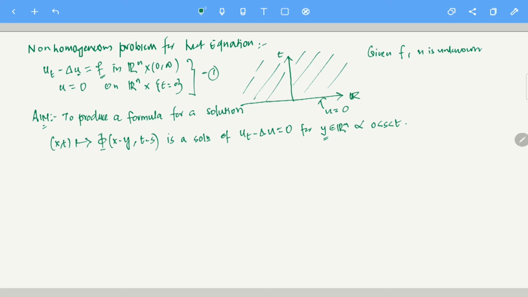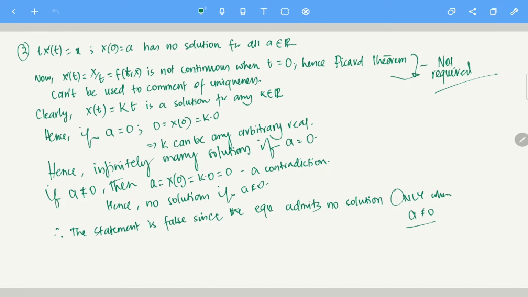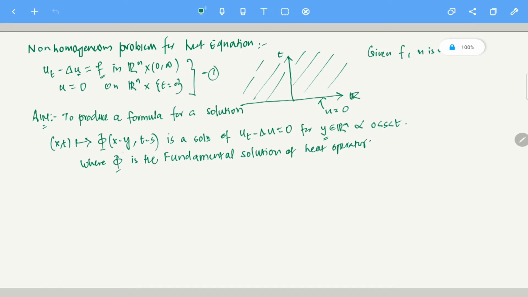Of course, what phi does, that phi is always a solution of u_t minus Laplacian of u. It's a fundamental solution, right? So where capital phi is the fundamental solution of heat operator. Since it is a fundamental solution, this solves the heat equation, right? And why does it do that? Let's see. You see, for a given x in Rn, y in Rn, x minus y is in Rn.